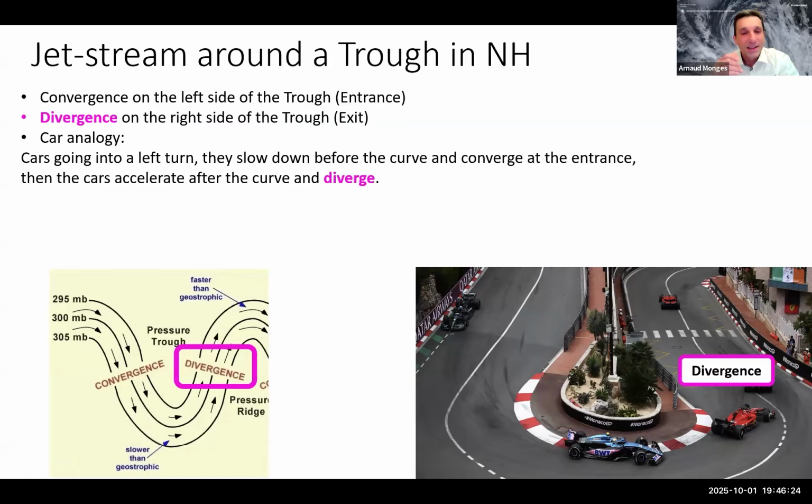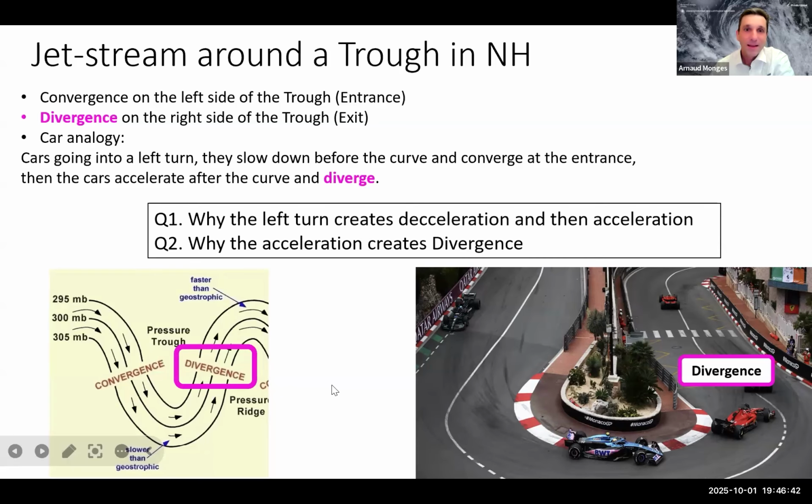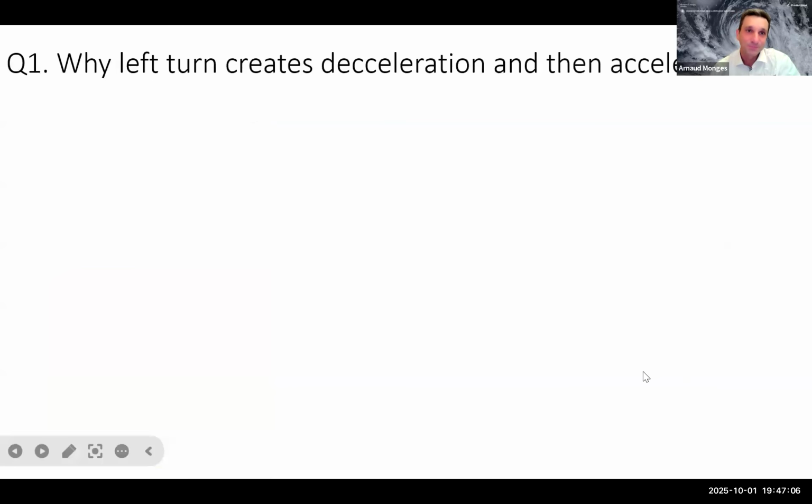This car analogy is just to give you a feeling. The atmosphere is more complicated because we have right turns and left turns, and they behave completely differently. But I think this is a good way to remember that divergence is at the exit of the trough, which is a left turn. In order to really understand why you have divergence here, we need to answer two questions. The first one is why the left turn creates deceleration and then acceleration, and why the acceleration creates divergence. So come with me and let's answer those two questions.